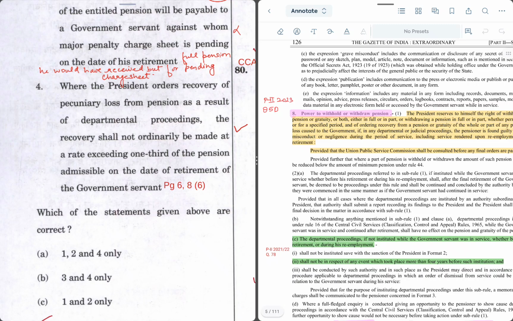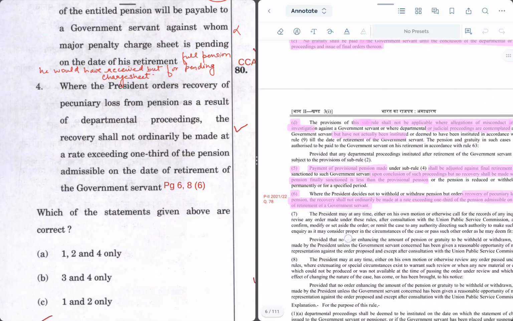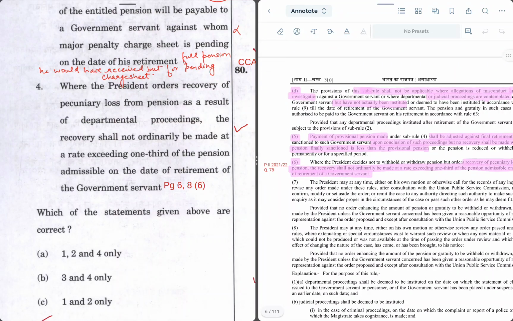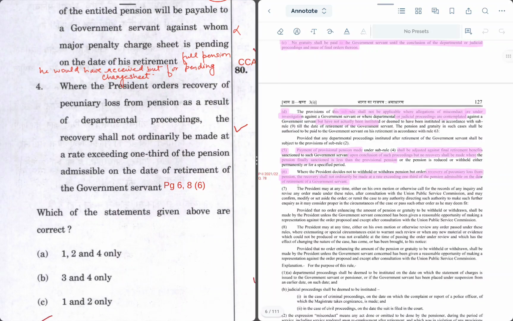of the government servant. So for that, we'll refer to page number 6 of the PDF. In subpara 6, it is said that where the President decides not to withhold or withdraw pension but orders recovery of pecuniary loss from pension, the recovery shall not ordinarily be made at a rate exceeding one-third of the pension. So this statement is also correct.